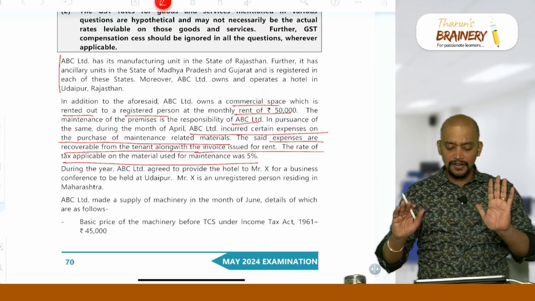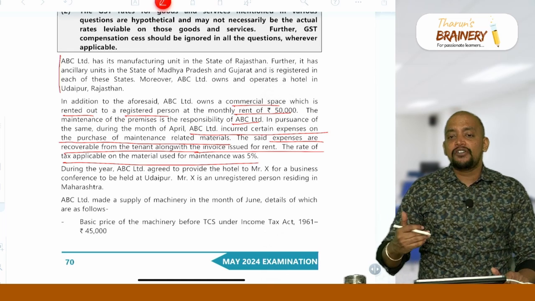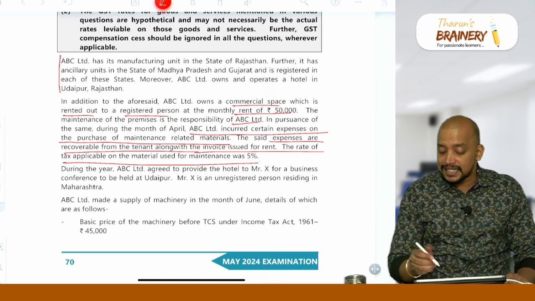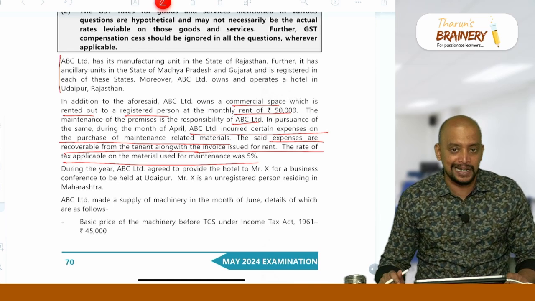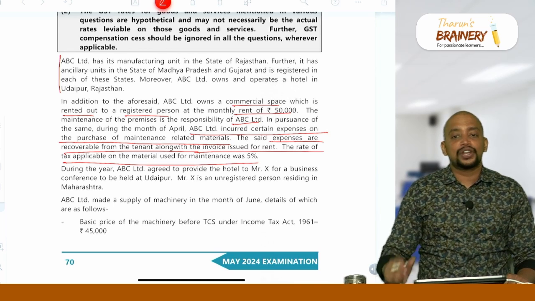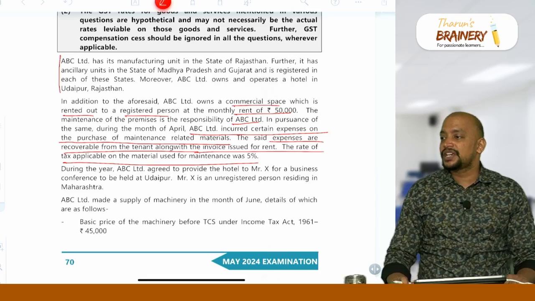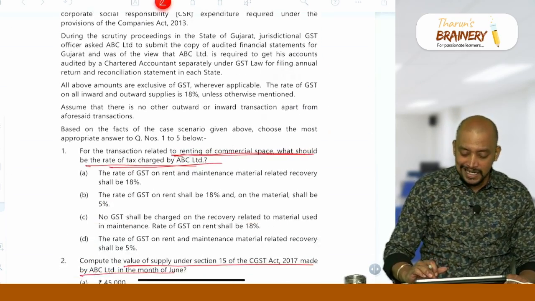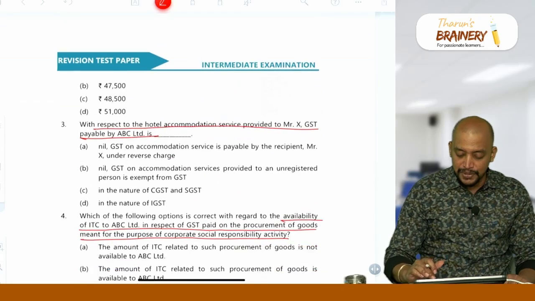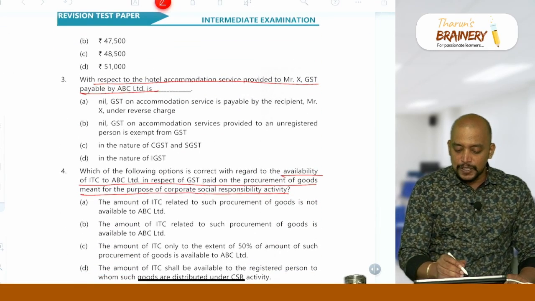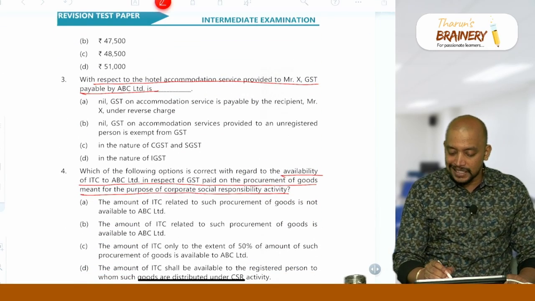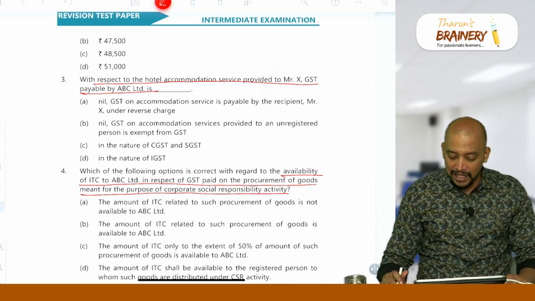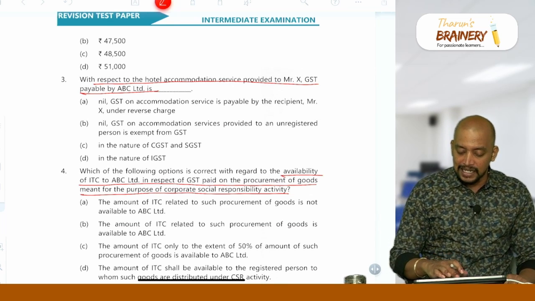Now, first, renting of commercial property. It's not a residential property, it's a commercial property. Okay, is there any exemption? No, we don't have any exemption. It will be taxable, correct or not? And who will pay GST in this case? Because we have one MCQ related to that. With respect to hotel accommodation service provided to Mr. X, GST payable by ABC Limited.